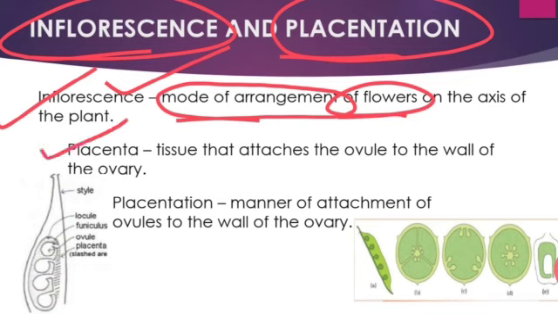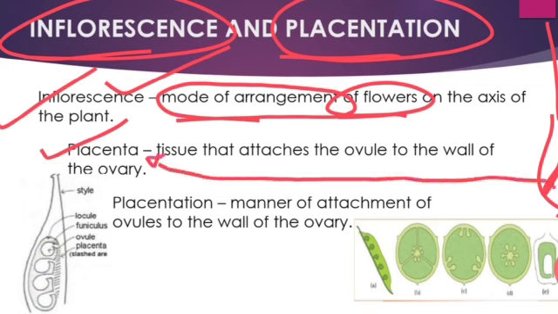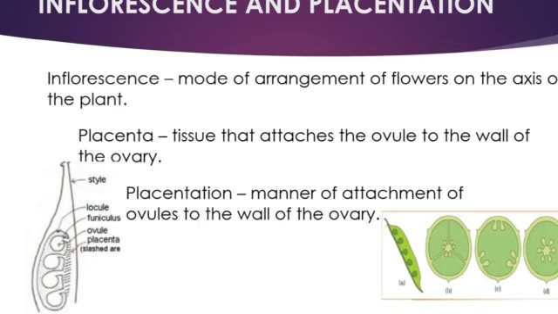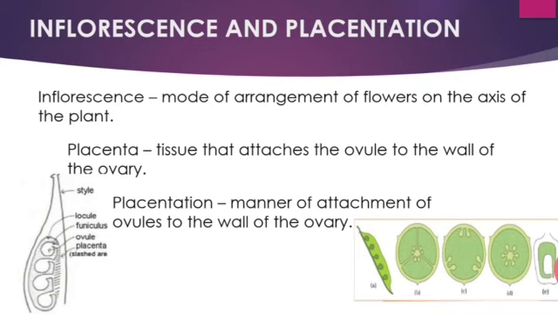Then comes placenta. What does placenta mean? Suppose this is the ovary and here is your ovule. This ovule is attached to the ovary by a tissue, and that tissue is named placenta. Placenta is a tissue that attaches the ovule to the wall of the ovary. From here comes the term placentation. Placentation is the manner of arrangement of ovules on the walls of the ovary.